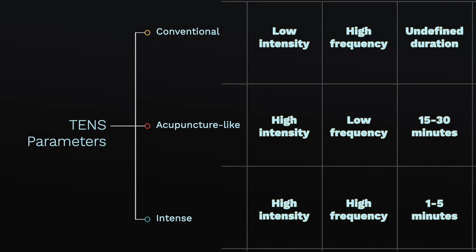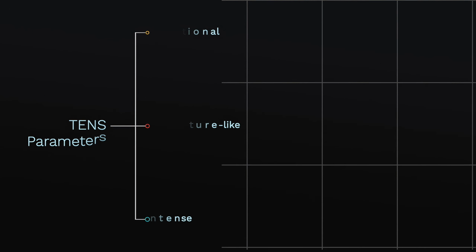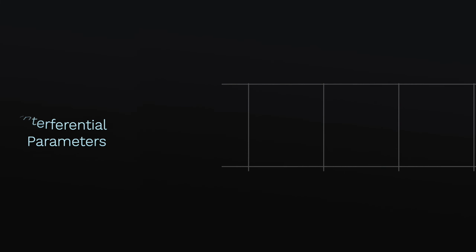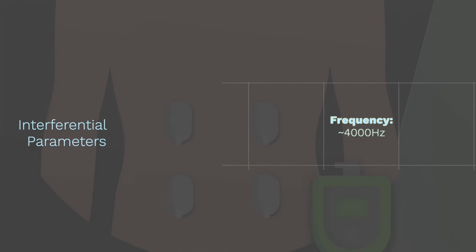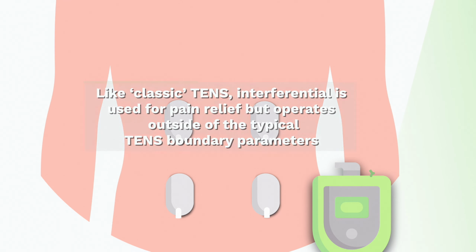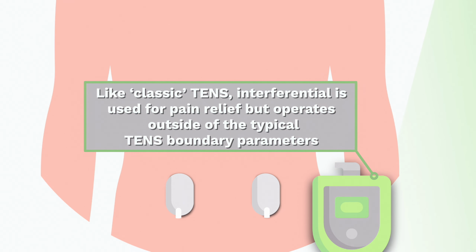Note that this nomenclature, conventional, acupuncture-like and intense, is a little misleading because it focuses on an arbitrary idea of the output currents and frequencies of the device rather than its physiological intention. But its use is widespread, so we'll stick with it. I'd also like to talk about what I would consider to be a fourth category of TENS, but which is often thought of as being a separate entity, called interferential or interferential therapy. Like classic TENS, interferential is used for pain relief, but operates outside of the boundary parameters I mentioned earlier.